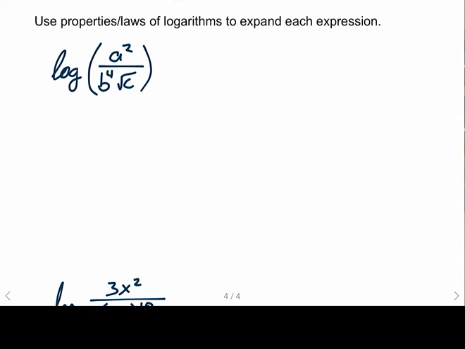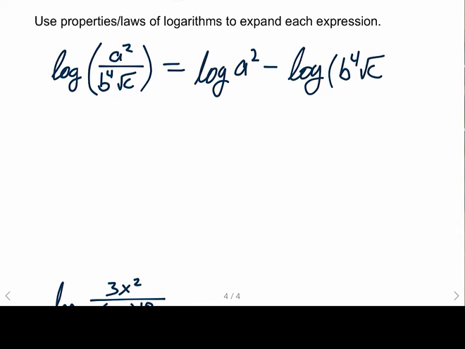Next, we're given various logarithmic expressions, and we are told to use the properties of logarithms to expand them. What that means is write them using pluses and minuses, turn them into terms. First, we have log of a squared over b to the 4th times the square root of c. The first thing I note is that we have a quotient, and the quotient will turn into subtraction. So the first step I'm going to write is log of a squared minus the log of the denominator, b to the 4th times the square root of c.